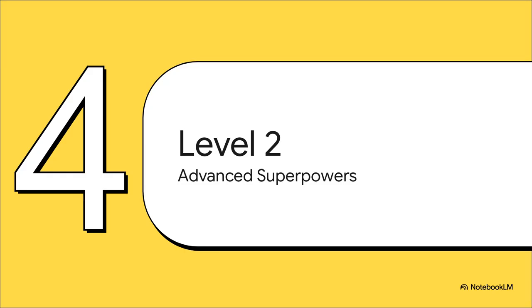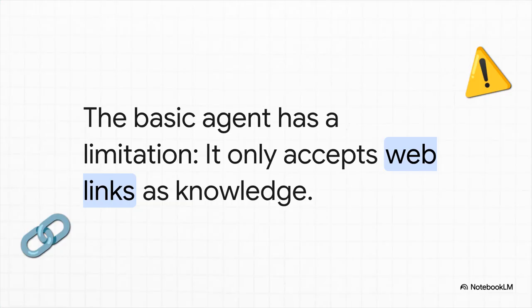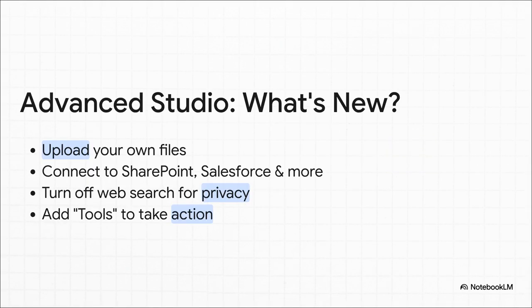But what if our assistant could do more than just answer questions? Let's kick it up a notch to level 2 and see how we can give this thing superpowers so it can actually do things for us. Now, that basic agent we just built has one little limitation. You can only feed it information using public web links. So what about all those Word docs, PDFs, and spreadsheets sitting on your company's private network? Well, welcome to the advanced Copilot Studio. In here, you can upload your own files directly. You can connect it to internal stuff like SharePoint or even external systems like Salesforce. For total privacy, you can even tell it to stop searching the web so it only uses the data you've given it. And most importantly, you can give it tools to actually perform actions.